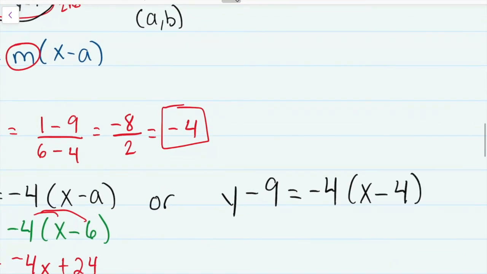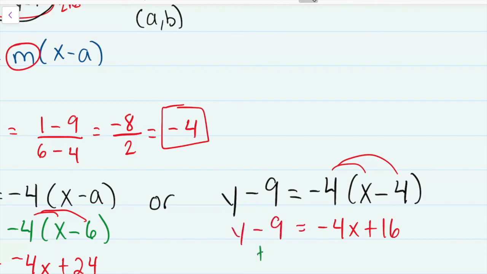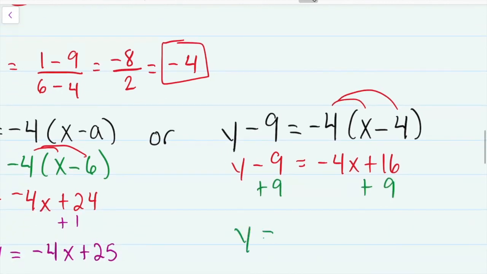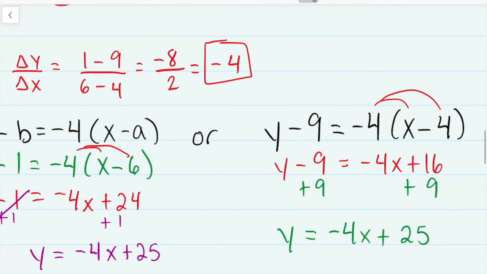Well, look at this, guys. What happens when we do the same thing? Let's do the distributive property. That's negative 4x. Negative 4 times negative 4 is a positive 16. Let's bring everything down, and to leave the y alone, we add 9. So my y is equal to negative 4x plus 16 plus 9, which is still 25. So no matter which one you use, it's still going to be the same equation.